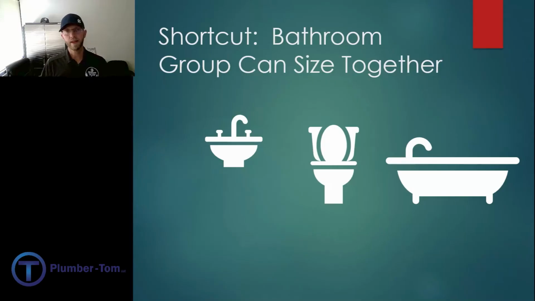All right, let me point out that in my first example, I individually accounted for each fixture. That means for a bathroom group, I had a lav, a toilet, and a tub. But they do give us a shortcut here when it comes to a bathroom group. You can size all of those together at once. Let's do another example with that in mind.